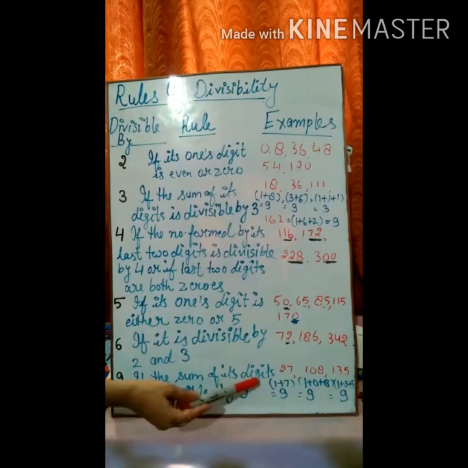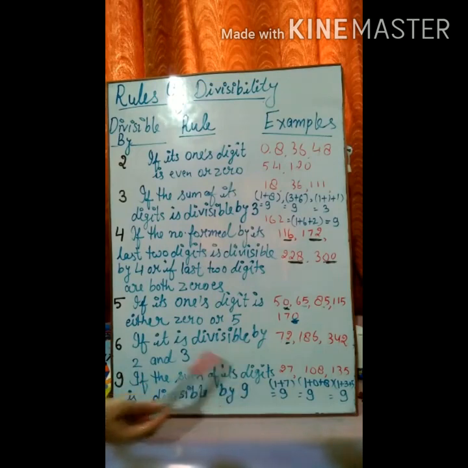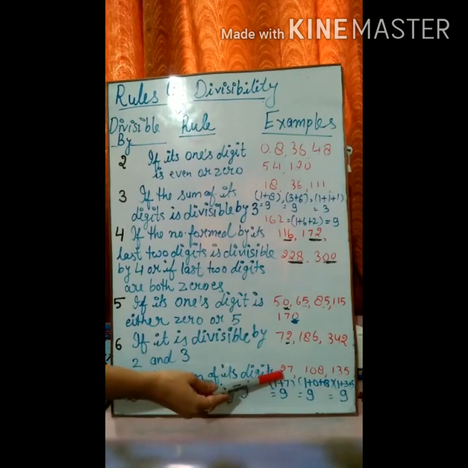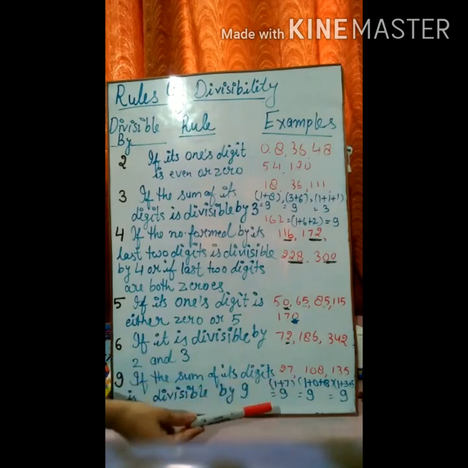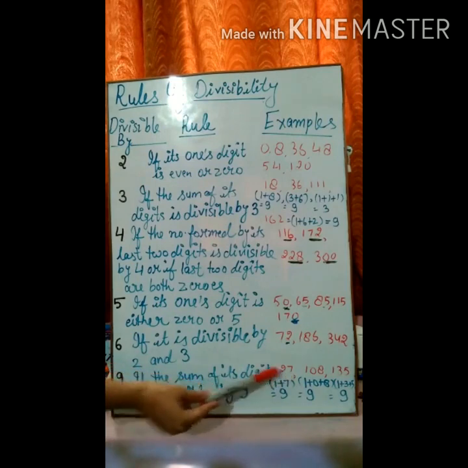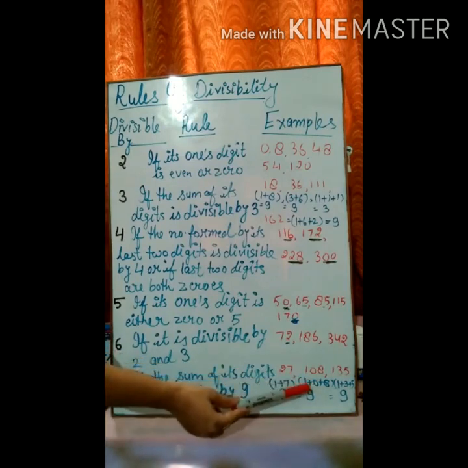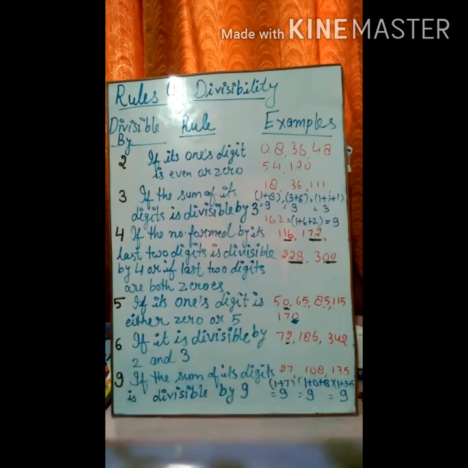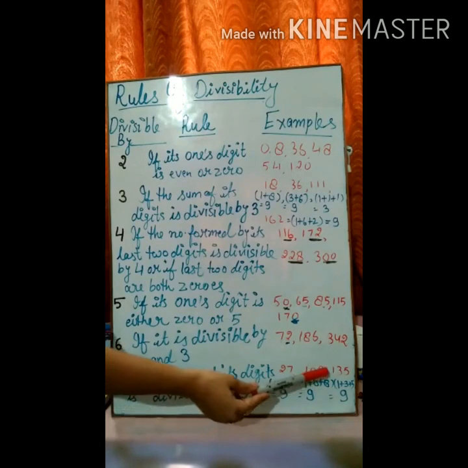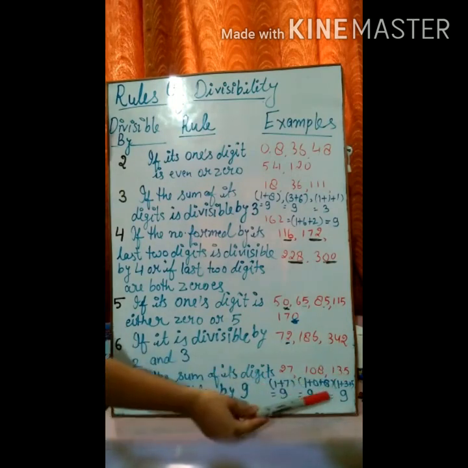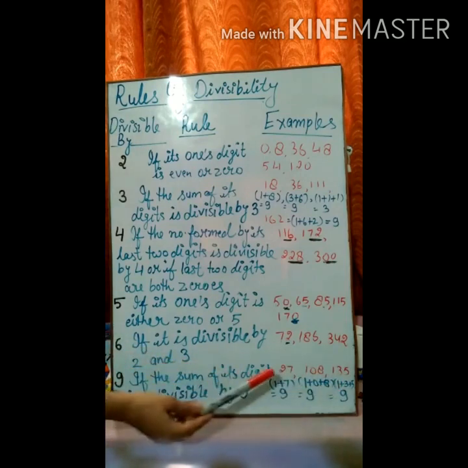If the sum of its digits is divisible by 9, then we will say the given number is also divisible by 9. For example, 27. Let's add its digits. 2 plus 7 is equal to 9. 9 is divisible by 9. So 27 is divisible by 9. 108. 1 plus 0 plus 8 is equal to 9. So 108 is also divisible by 9. 135. 1 plus 3 plus 5 is equal to 9. 9 is divisible by 9. So 135 is also divisible by 9.